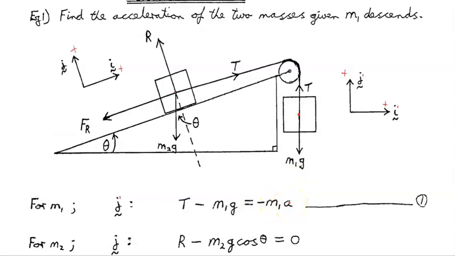Okay. For m2 in the j direction, for the second mass, we have the reaction force in the positive direction. We've chosen up to be positive. And the weight force, what we now need is this component of the weight force. Remember, there's a component parallel to the plane, this one, and there's a component perpendicular to the plane, this one. And the perpendicular component will be m2g cos theta.